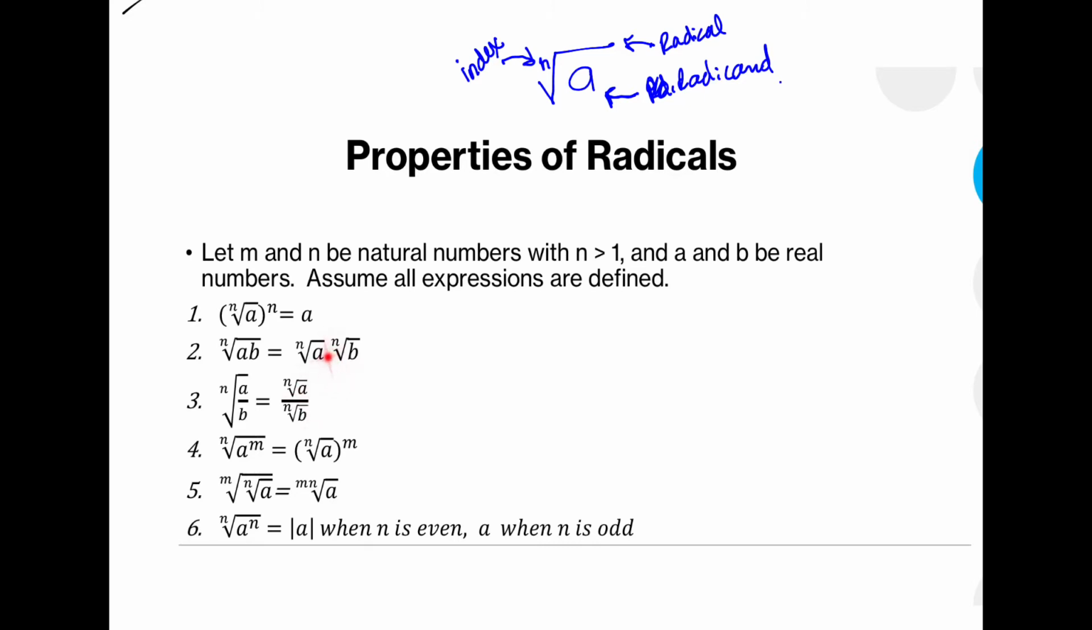Or it shows us how to combine two radicals as long as they have the same index, and we can go ahead and multiply them and write them under a single radical, depending on what our goals are. Sometimes we want to simplify and break them up. Other times we want to put them together under one. And that's true for multiplication and for division. We can divide two radicals as long as they have the same index.